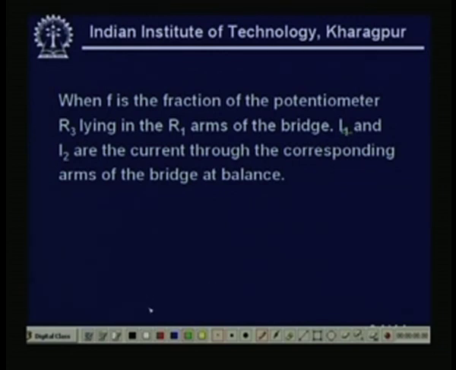I4 and I2 are the currents through the corresponding arms of the bridge circuit. That means the current flowing through R4 is I4, and the current flowing through R2 is I2. Please note that I4 is also flowing through the resistance RT, that is the bulb resistance of the thermometer, and I2 is also flowing through R1 as well as R3, because at balance the detector is not drawing any current.